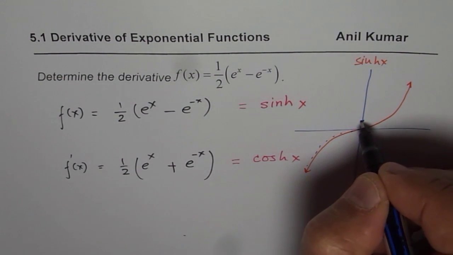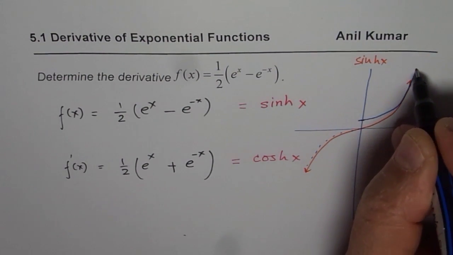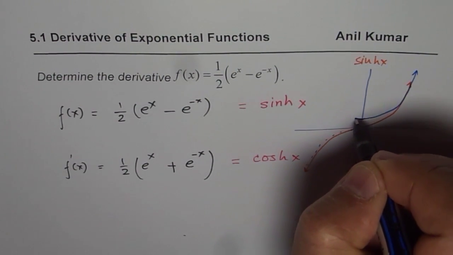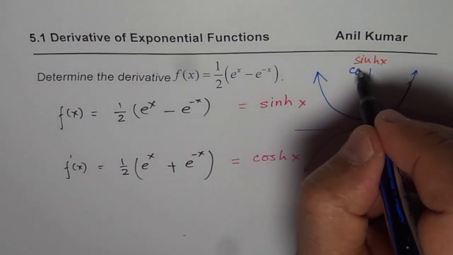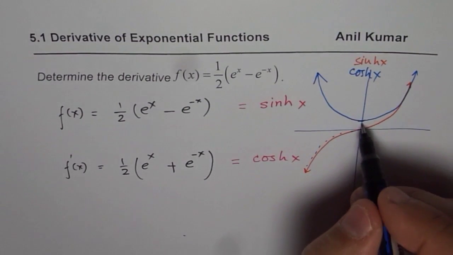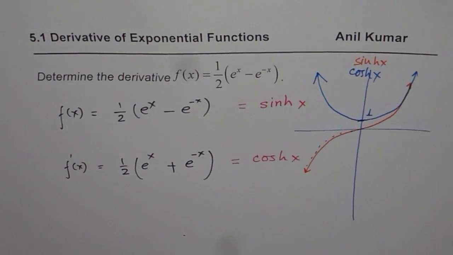So the graph of this function will be kind of like this. It looks more like a parabola, right? But it is kind of like this, and this is cos hyperbolic x, right? With a minimum at 1, right? So that is how this function is going to look.